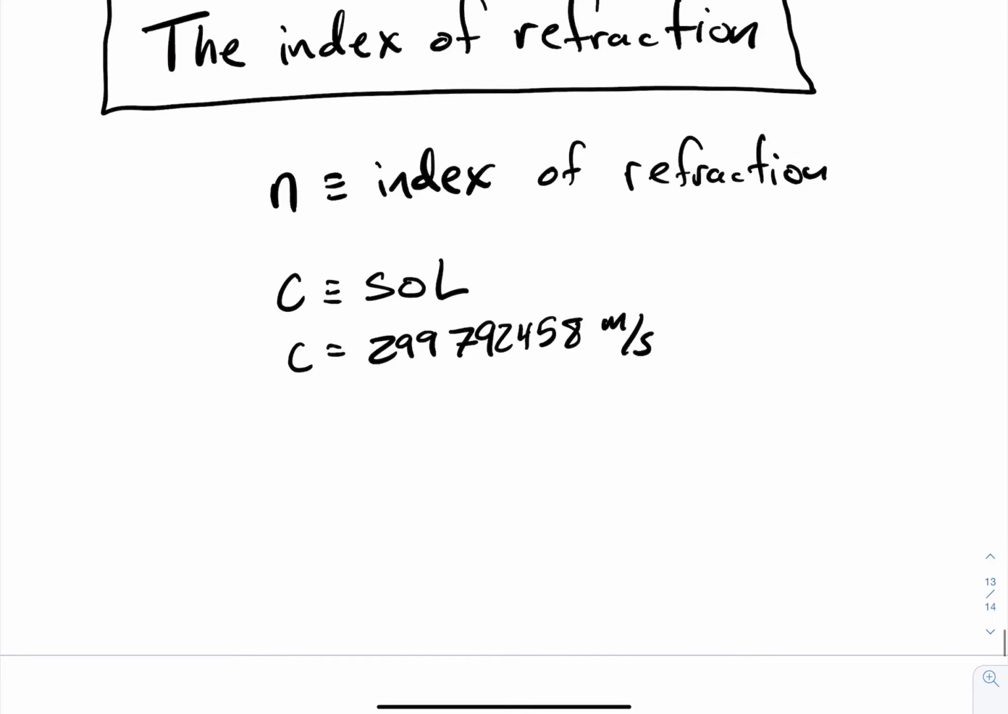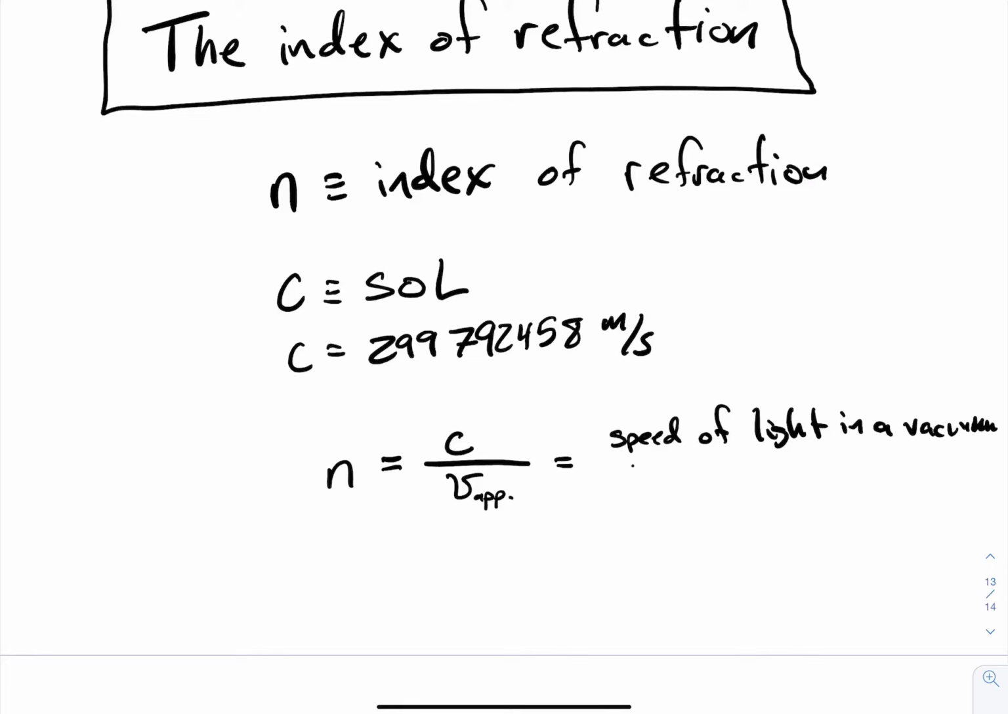It's kind of a lot to take in, but the reason I'm talking about it is because we would measure the apparent speed of light in a medium, and we would divide that by the speed of light in a vacuum. So N is equal to c over, I think I said that in reverse, v apparent. And so this is the speed of light in a vacuum divided by the apparent speed of light in a medium.